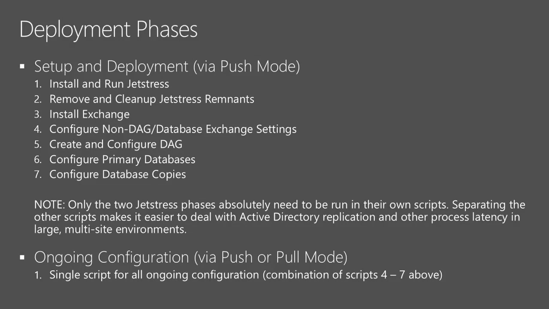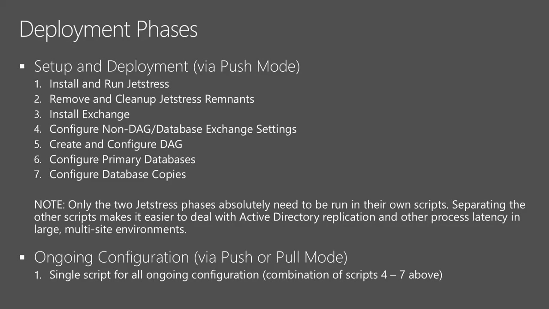By default, when you run a configuration via push mode, it's only executed a single time. So it'll execute once, it'll test all its settings, it'll set whatever it feels it needs to, but then it's never going to run again. What we want to do is actually put these into a different mode so that not only will it apply the configuration once, but then at a scheduled interval, it'll actually come back and recheck, and if the configuration has drifted, it'll put it back. So for the setup and deployment phase, the only ones of these that actually have to be run separately are going to be the two jet stress ones.